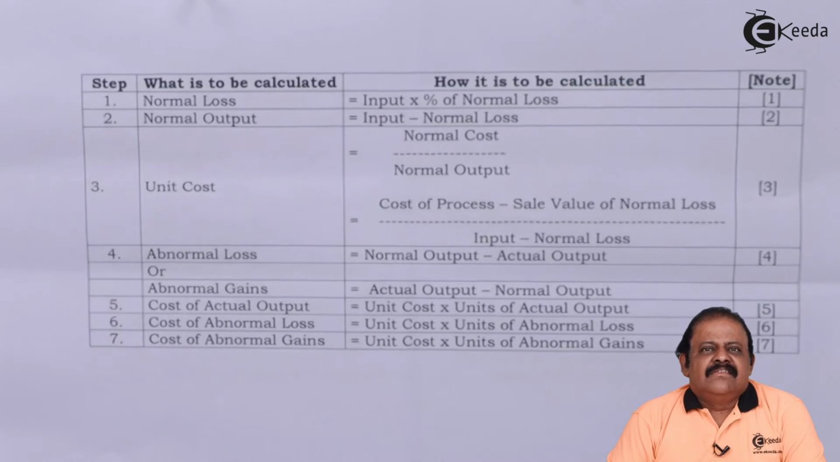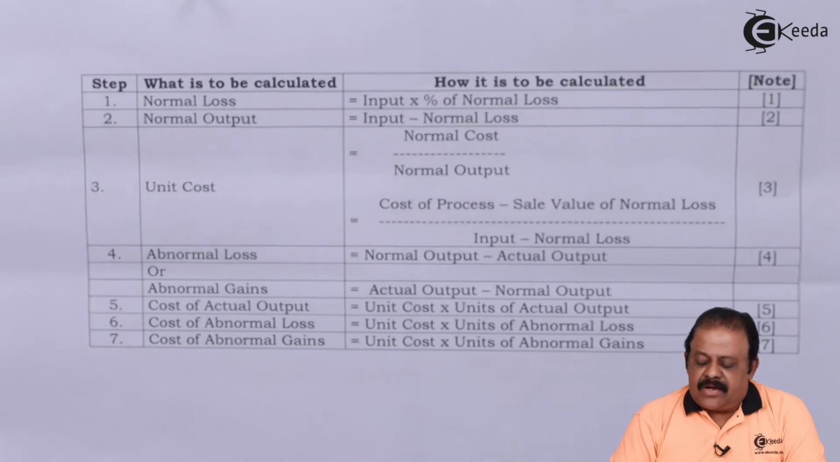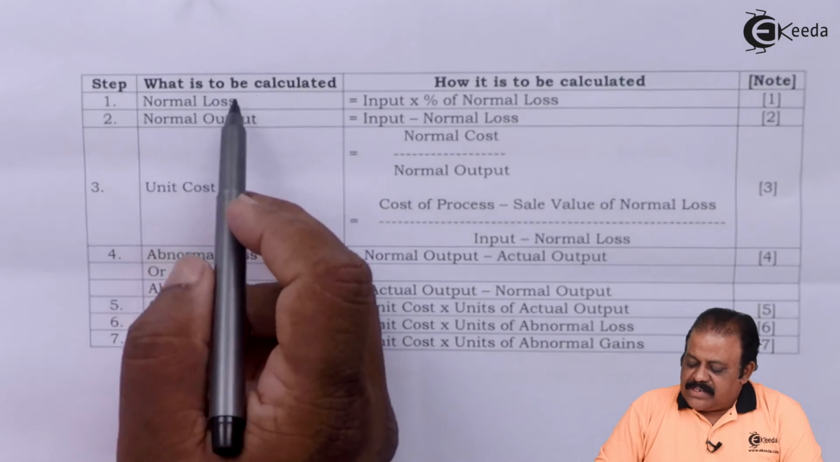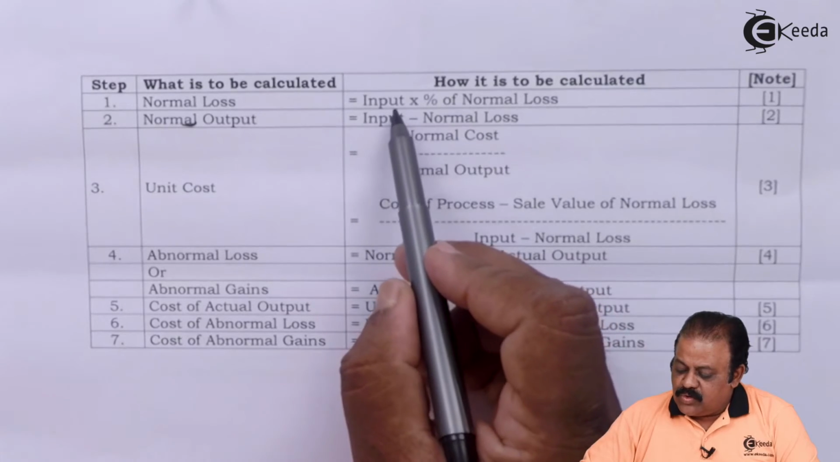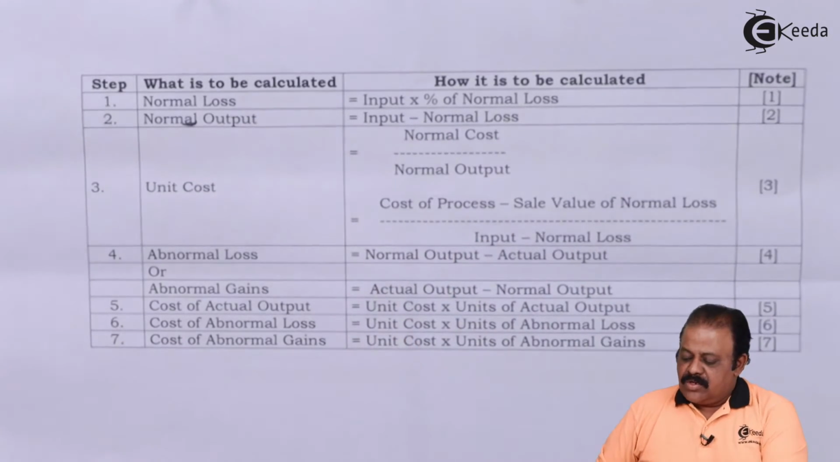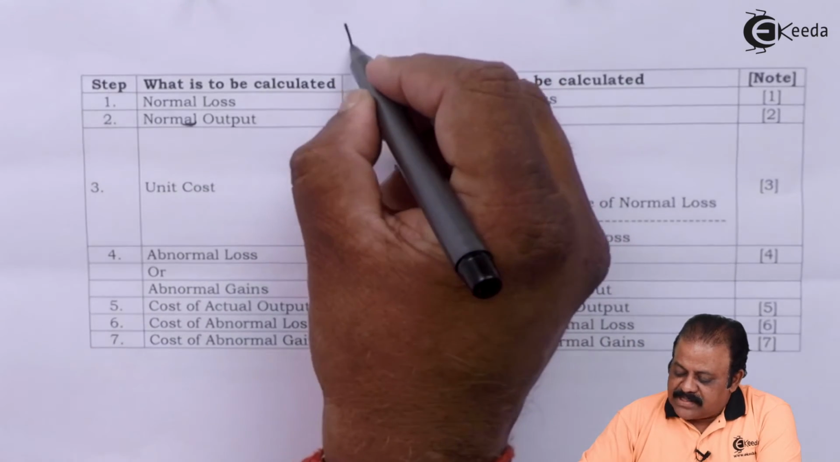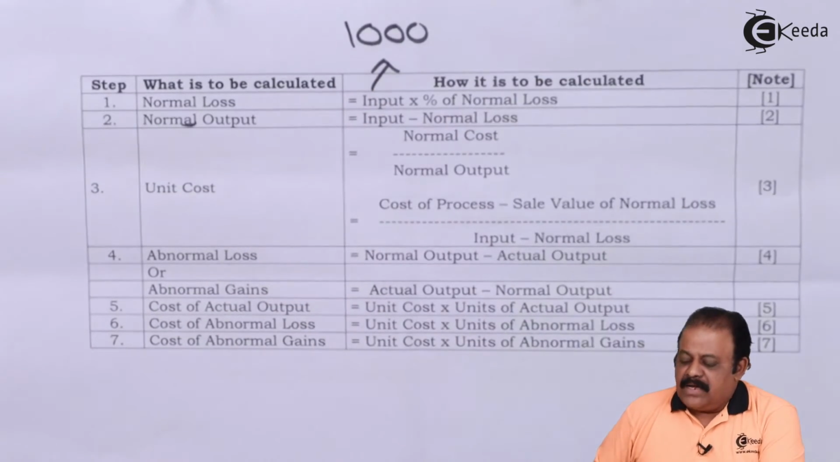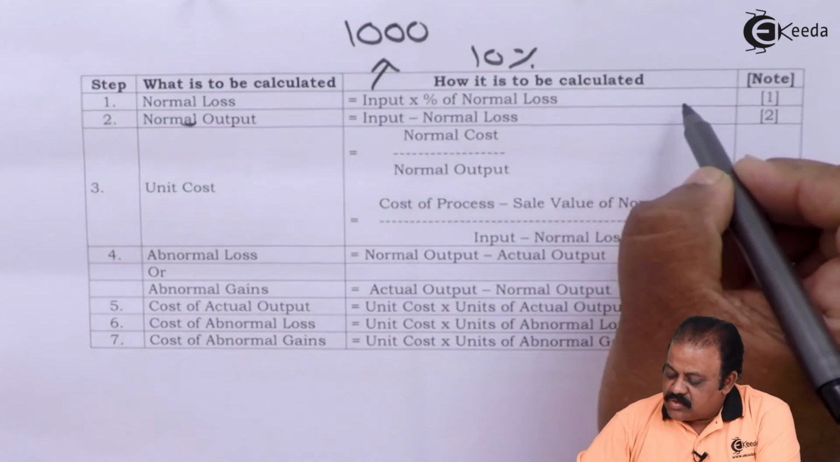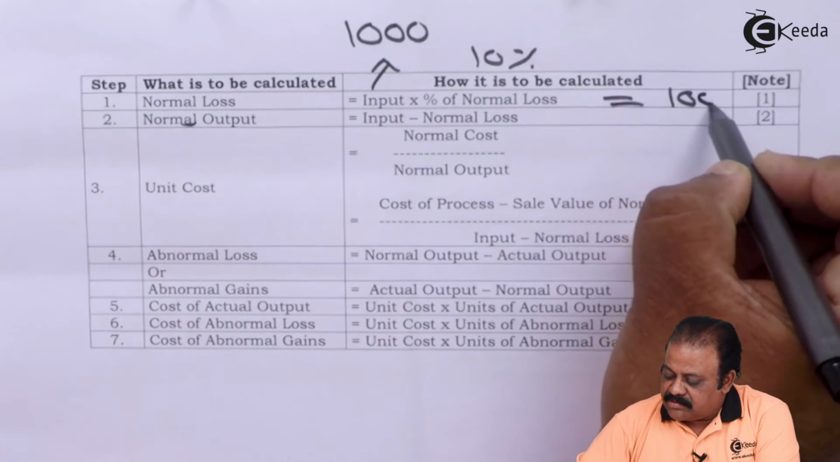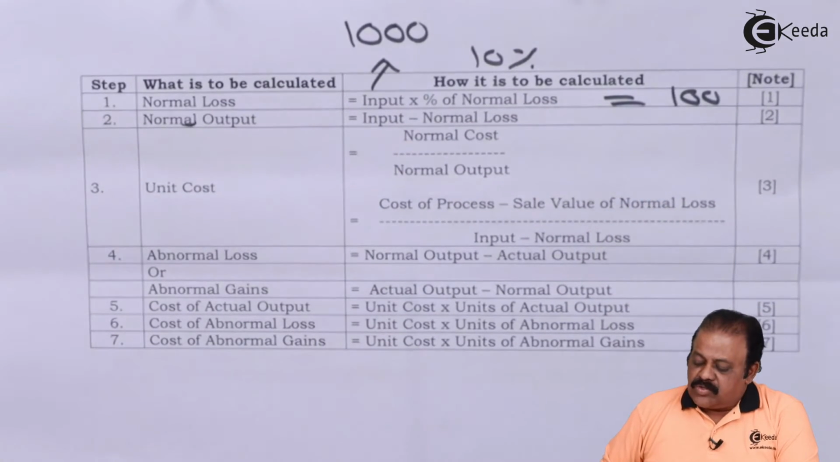Let us understand the various elements we may require to calculate in process costing after preparation of these 3 accounts: abnormal loss, normal loss and abnormal gain account. Here we have what is to be calculated. If suppose we want to calculate normal loss, the formula which we are required to use is input multiplied by normal loss percentage. For example, input is 1000 units, percentage of normal loss is 10%. So 10% of 1000, so normal loss unit will be here 100 units. This is how we can find out normal loss unit.